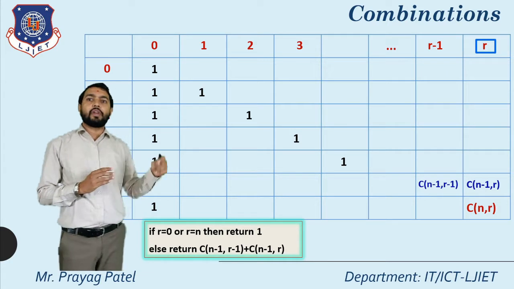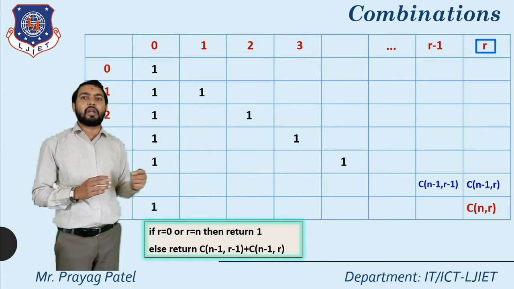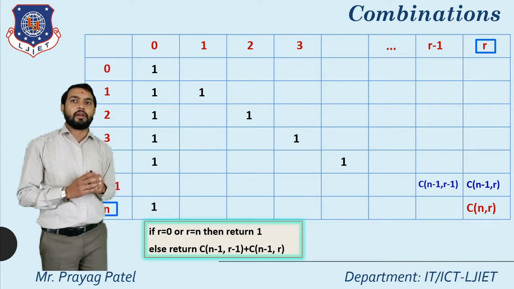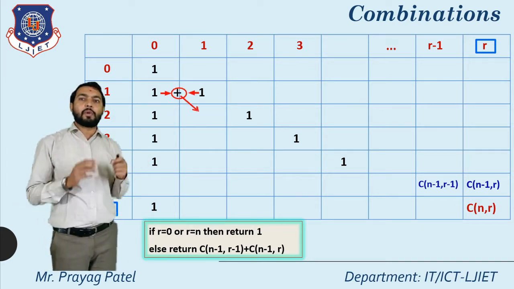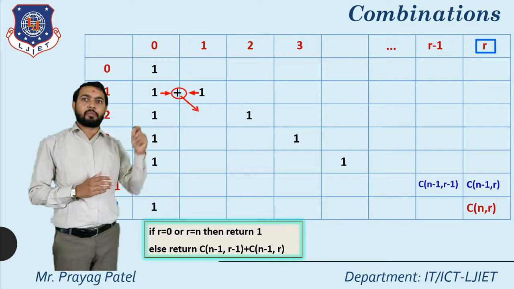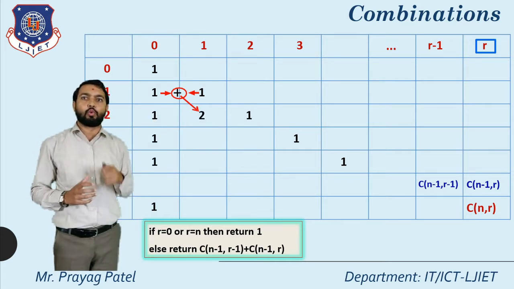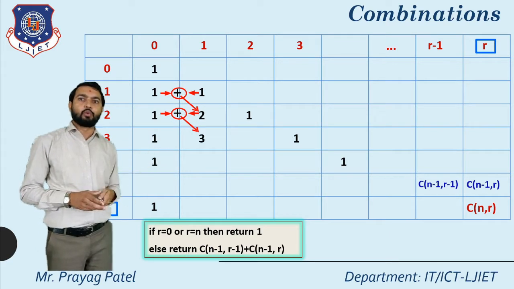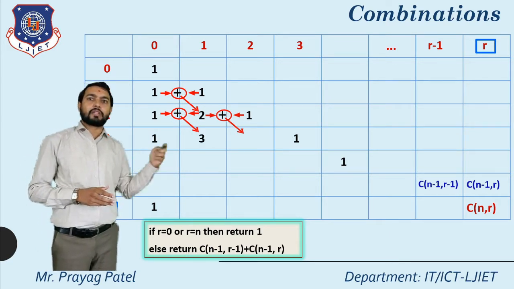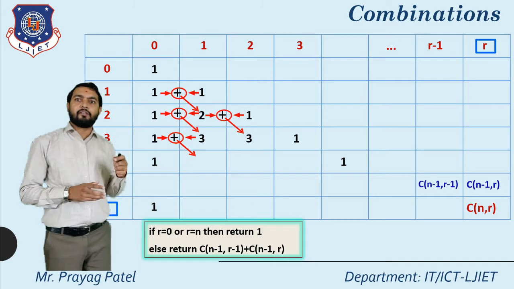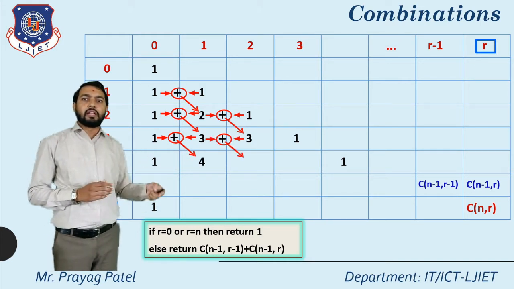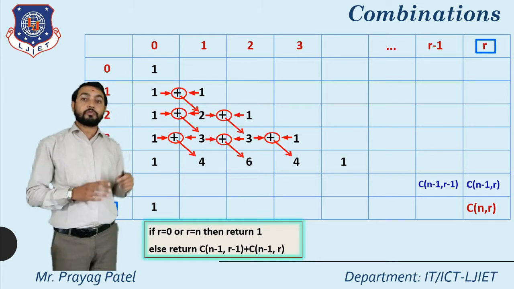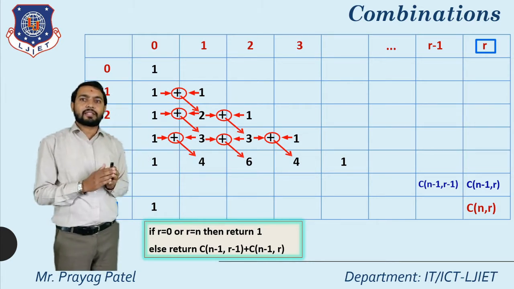Now how can we find the value of each remaining element? For the location 2 1, we find the value from the addition of the upper two elements. That means 1 plus 1 equal to 2. After that the next value is 1 plus 2 equal to 3, the next is 2 plus 1 equal to 3, the next is 1 plus 3 equal to 4, then 3 plus 3 equal to 6, then 3 plus 1 equal to 4. So this is the combination table.